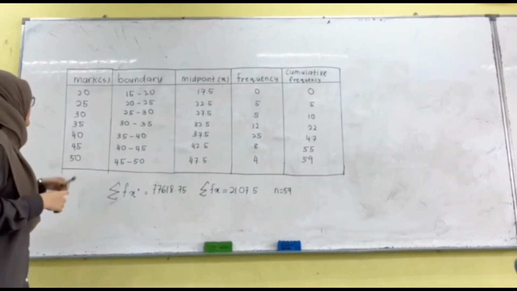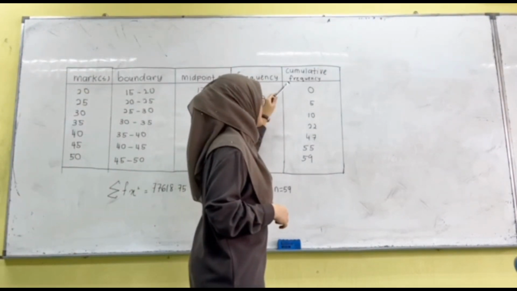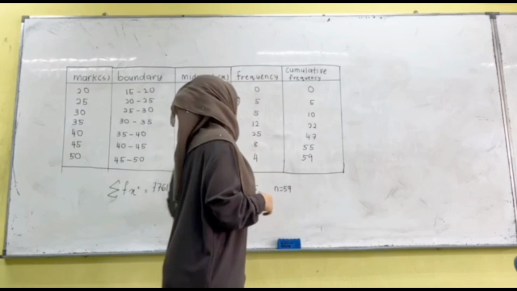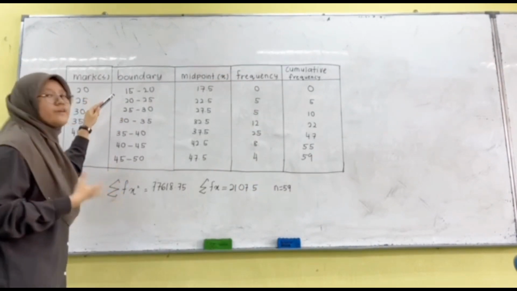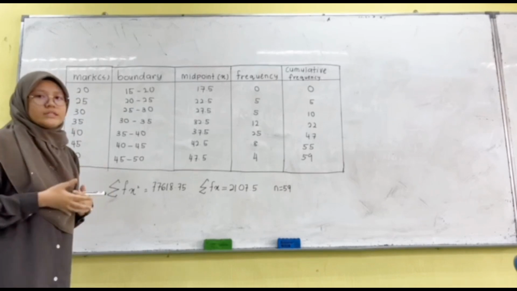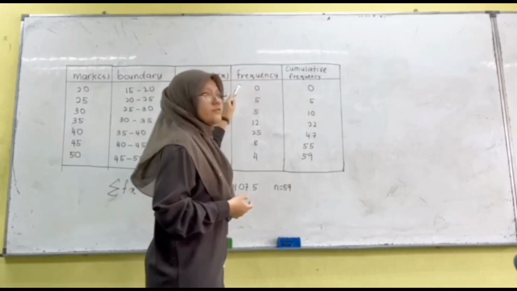From the question, they give you marks and cumulative frequency. How do you know this is cumulative frequency? Because the value is increased. When we have marks, we can find boundary. Why would we have to find boundary? Because we want to solve the question, we need boundary to find the midpoint. Then from cumulative frequency, we can find frequency.